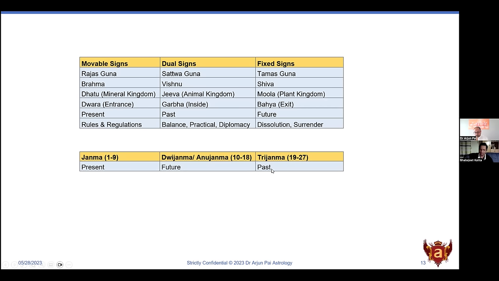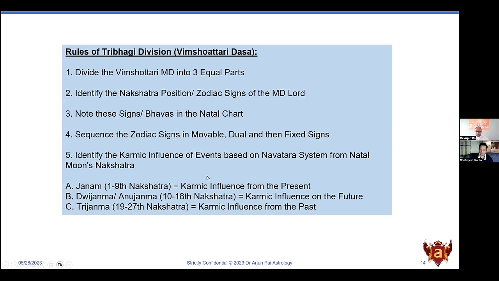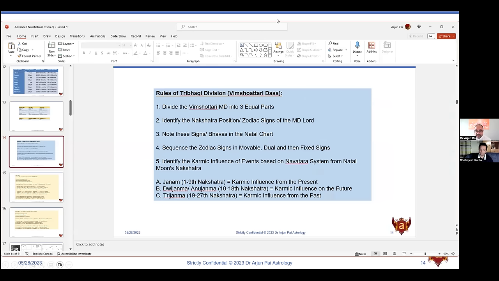Understood? So this is what I'm saying. Janma, 1 to 9, is the karmic influence from the present. Dvi Janma Anujanma, 10 to 18, is the karmic influence on the future. Tri Janma nakshatras are the karmic influence from the past. This is always from your natal Moon's position in the natal chart. Has everybody understood this? Then let's go to an example chart.